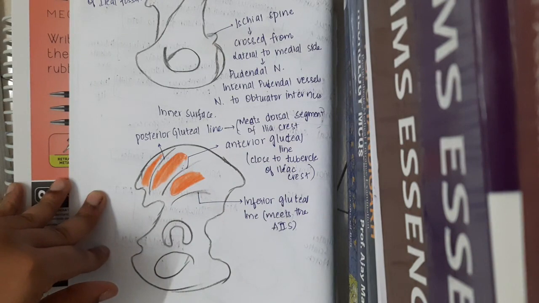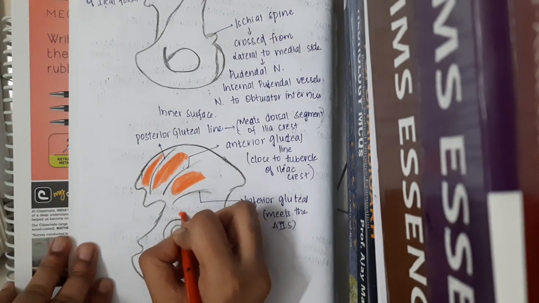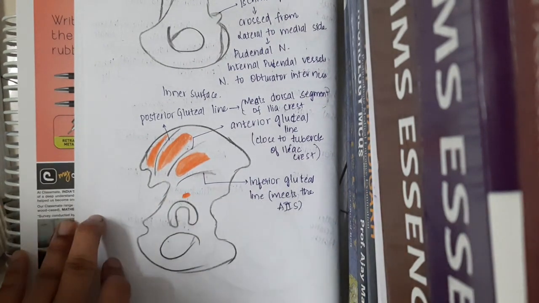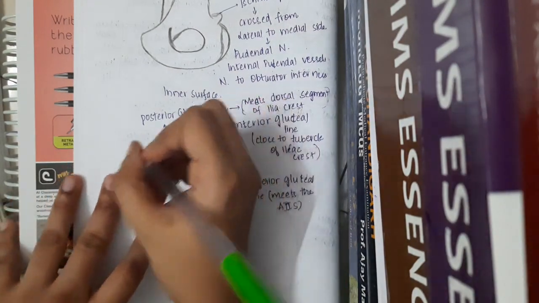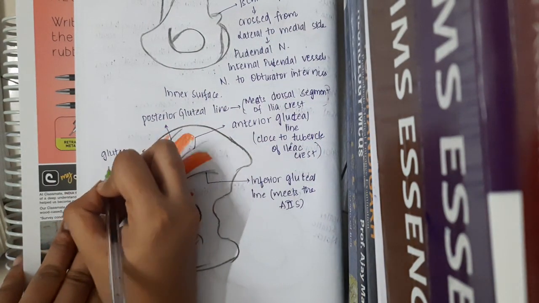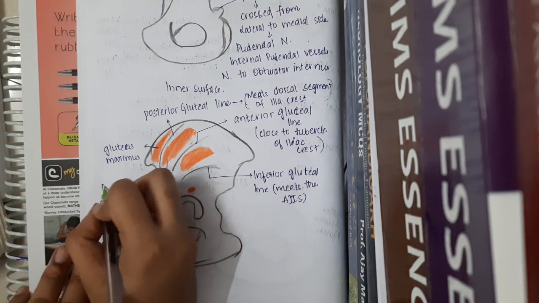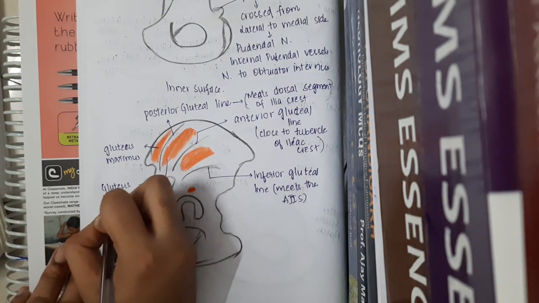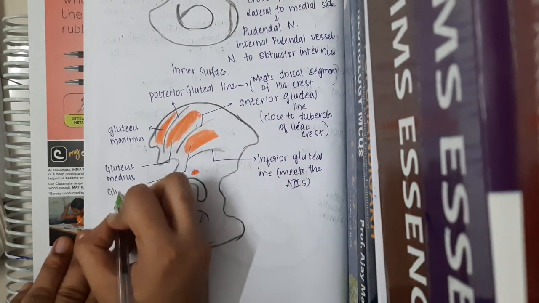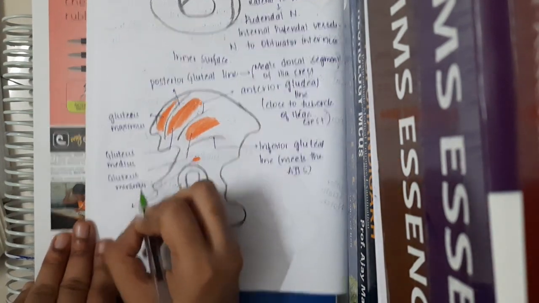And in the upper margin just above the acetabulum, it gives rise to rectus femoris. Okay, this is for rectus femoris. Let me label it. So behind the posterior gluteal line, here we have gluteus maximus. Okay, between the anterior and posterior gluteal line, we have gluteus medius. Then between the anterior and inferior gluteal line, you have gluteus minimus. And above the acetabulum you have rectus femoris.